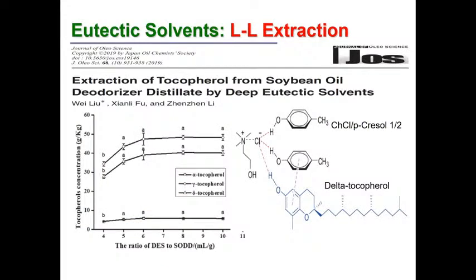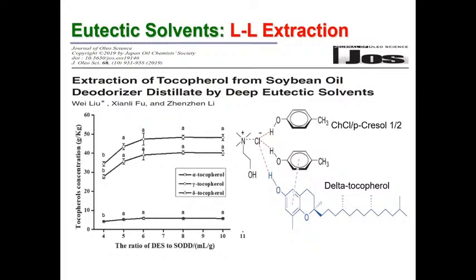You can use the liquid-liquid extraction. You can, in this option, use the hydrophilic eutectic solvents and hydrophobic molecular solvents here, but it's from waste, soybean oil deodorizer distillate, rich in tocopherol or vitamin E. So here you can see the variation of the ratio of the eutectic solvent to the soybean deodorizer distillate, and the best deep eutectic solvent tested was the choline chloride paracresol.